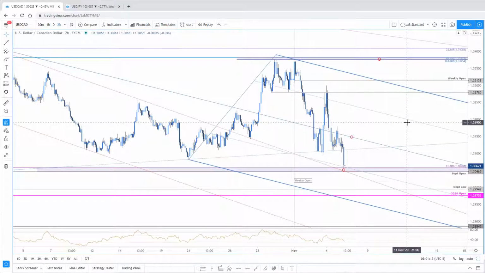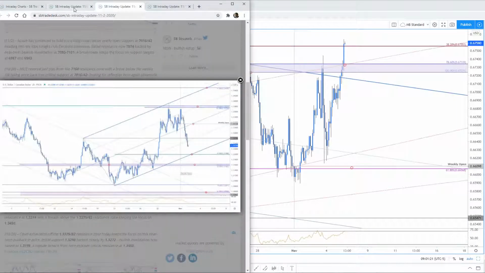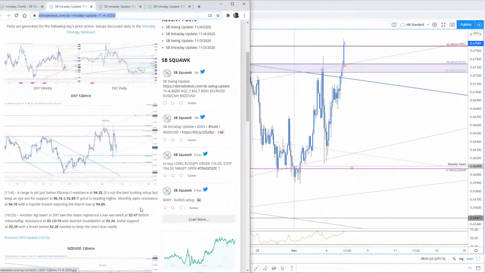Interesting moves in dollar CAD. Watch this support. Watch this support. That's number 6. Number 7, Kiwi. So is the Kiwi a breakout or not? Tough call. I think it's going to be about the close today.